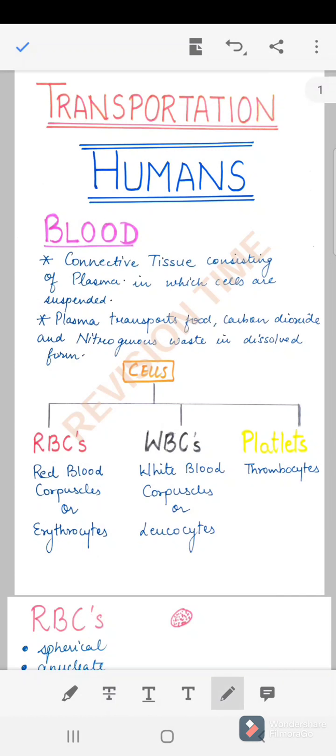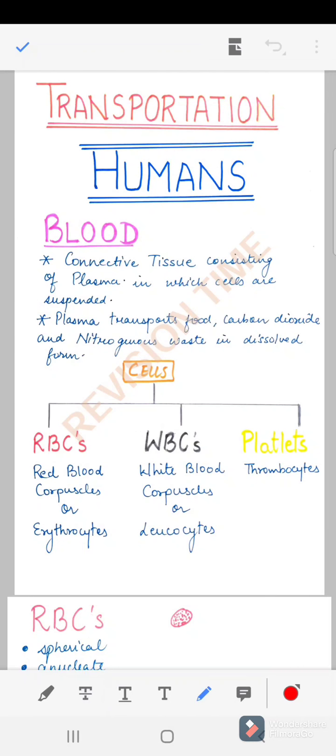So today we are continuing with the life processes and today we are going to discuss transportation in humans. So the first component we are going to study is blood. So now what is blood? It is a connective tissue which consists of plasma in which the blood cells are suspended.